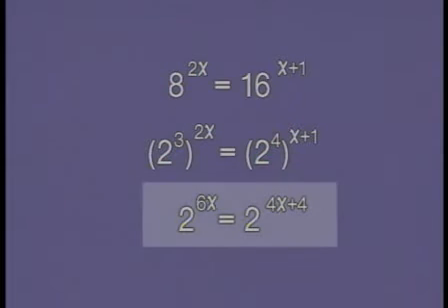So on the third line, which is highlighted, we see 2 to the 6x equals 2 to the 4x plus 4. We've multiplied x and plus 1 by 4 to get 4x plus 4. Now we have an equation equals, the bases are the same, and therefore we set the powers equal to each other, which is exactly what we'll do in the next visual.